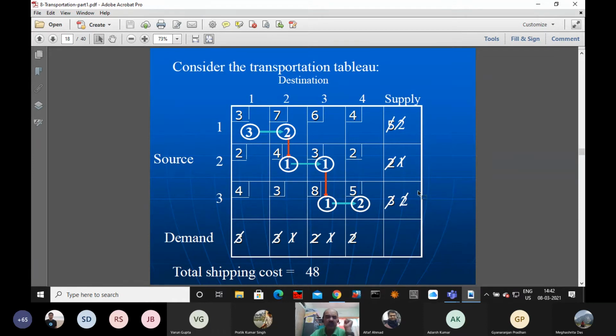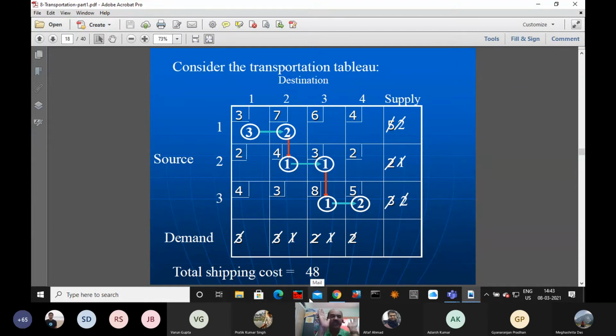The first row is over. Then the second row, 4 into 1, 23 plus 4 is 27. Then 3 into 1, 27 plus 3 is 30. Then the last row, we have 8 into 1, so 38. Then 5 into 2, that is 10. 38 plus 10 is 48. So altogether, the total shipping cost equals 48.